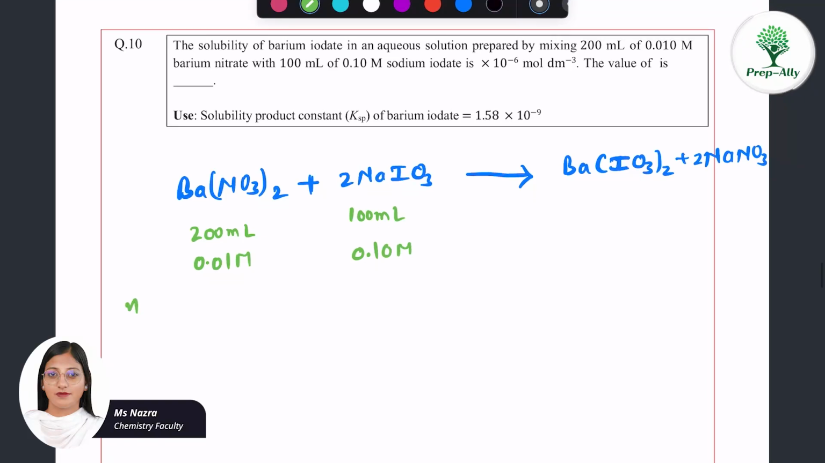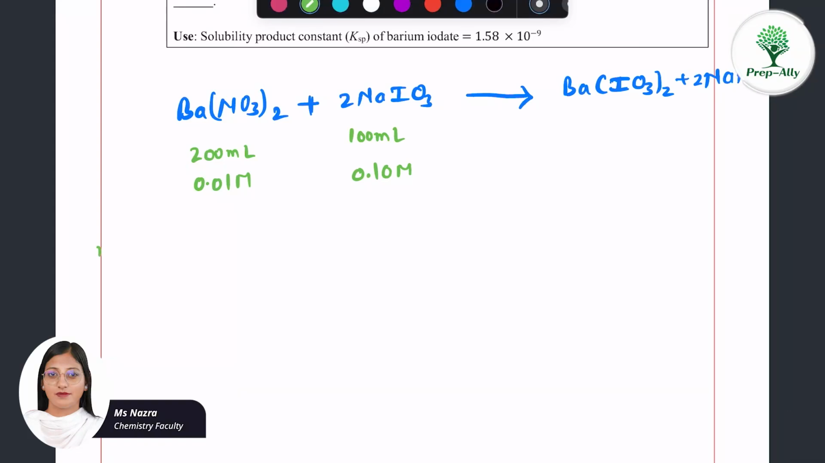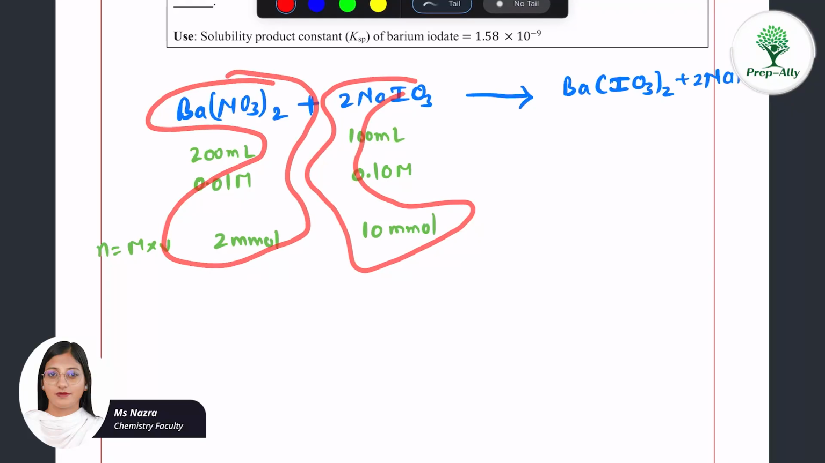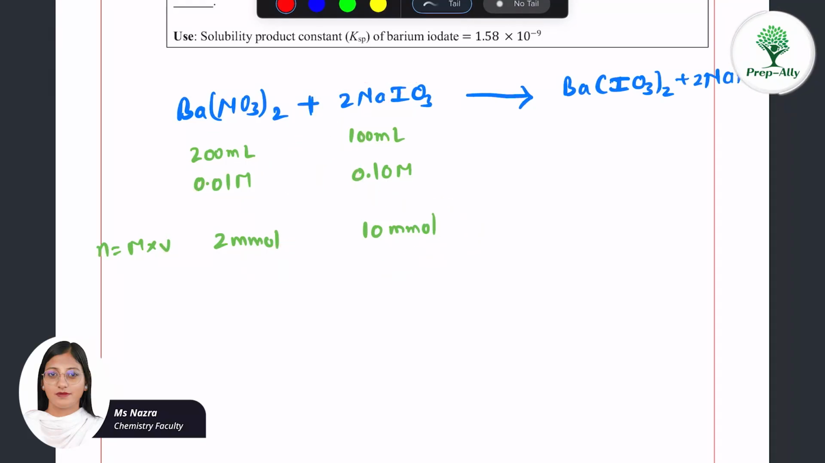Can we calculate the number of moles? Yes, directly. The number of moles will be molarity into volume. So the number of millimoles of barium nitrate will become 2 millimole, and the number of millimoles of sodium iodide will become 10 millimole. Now, which one is acting as the limiting reagent? Definitely barium nitrate here is acting as the limiting reagent. Its stoichiometric coefficient is very less. So barium nitrate is the species which will get completely consumed in this reaction.